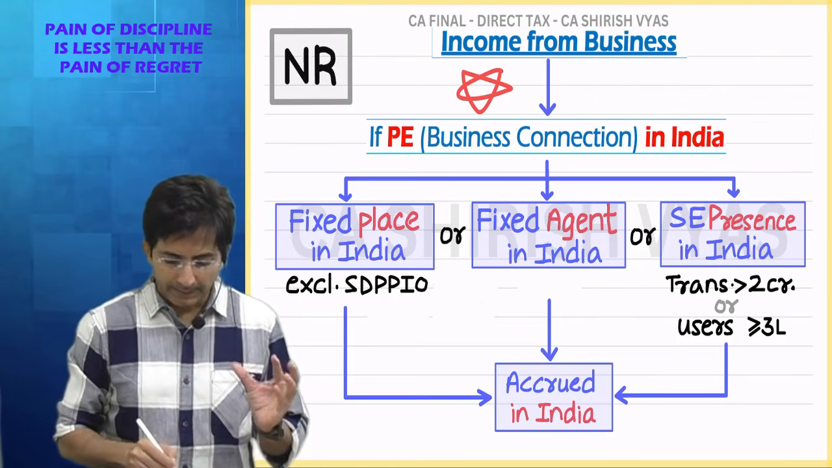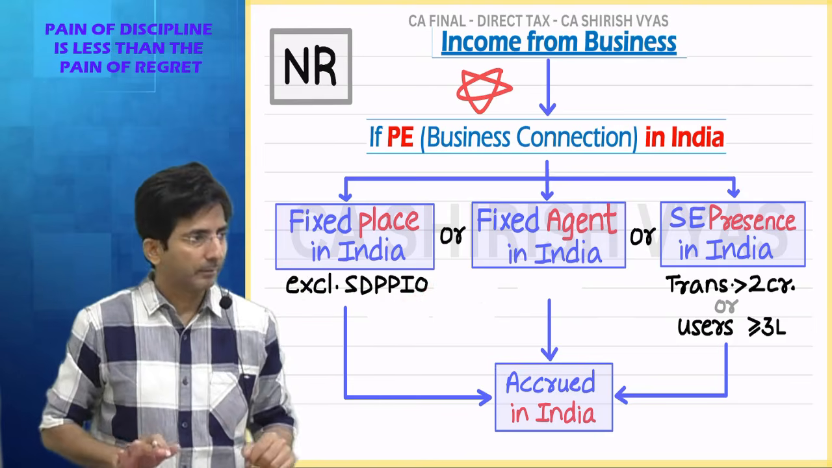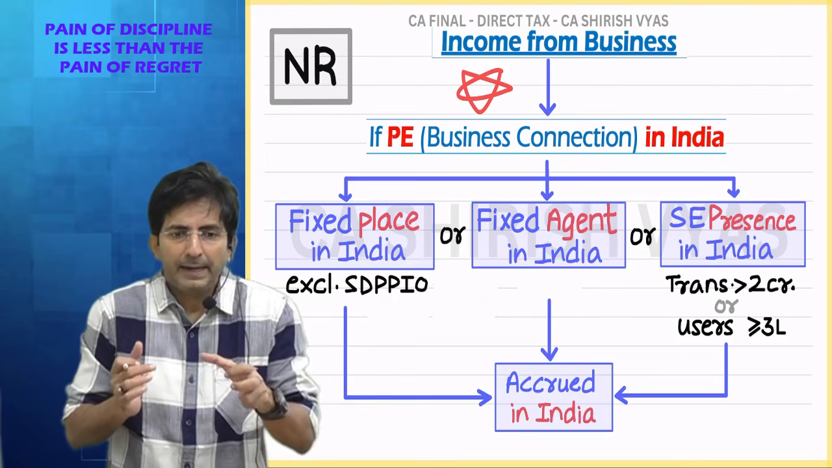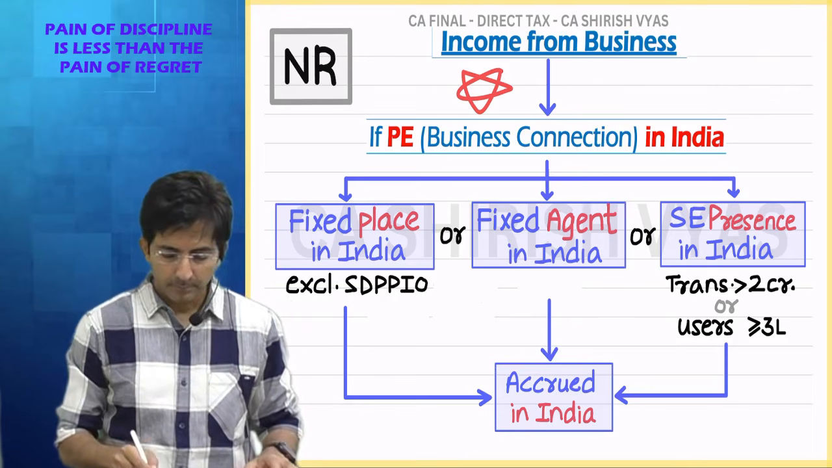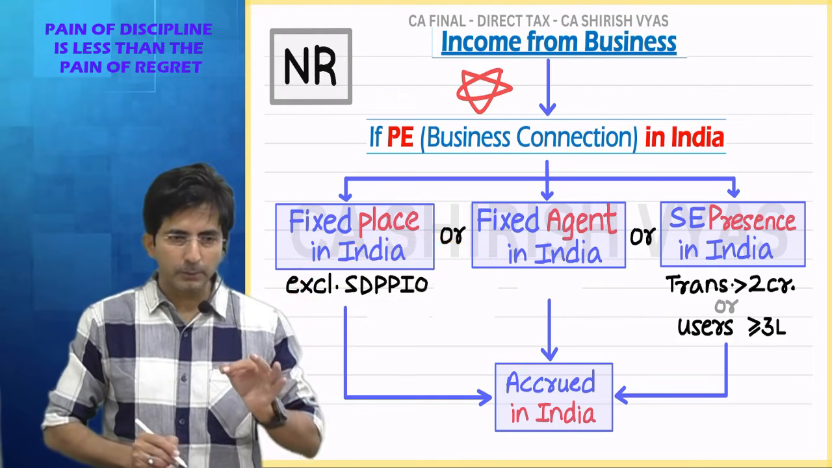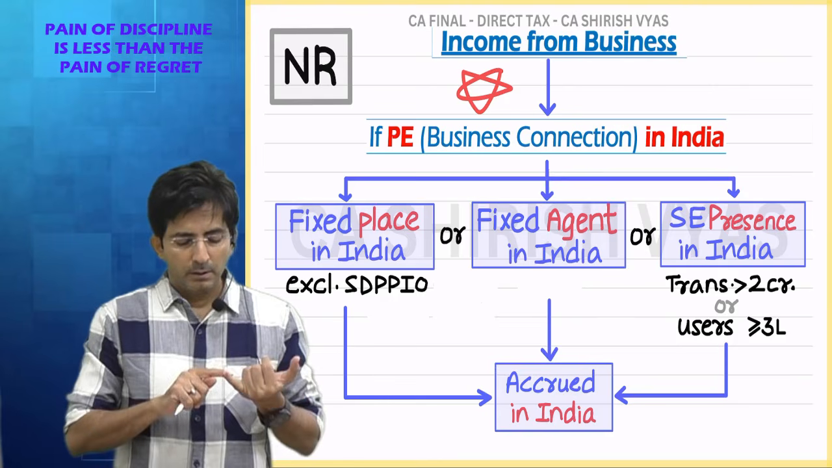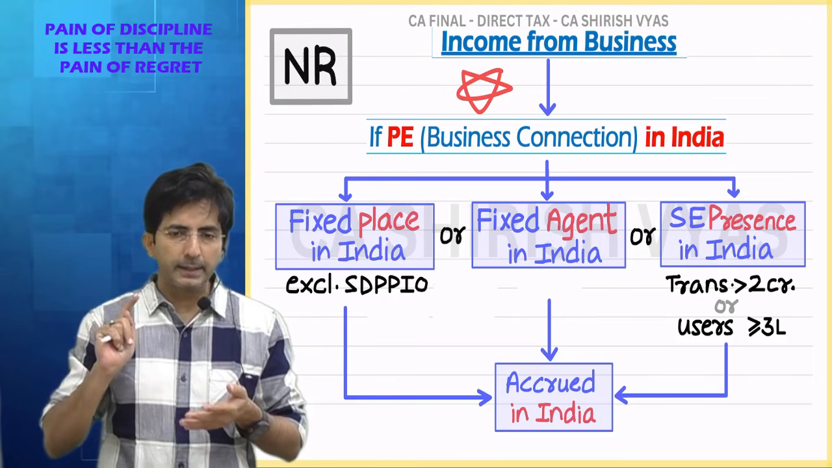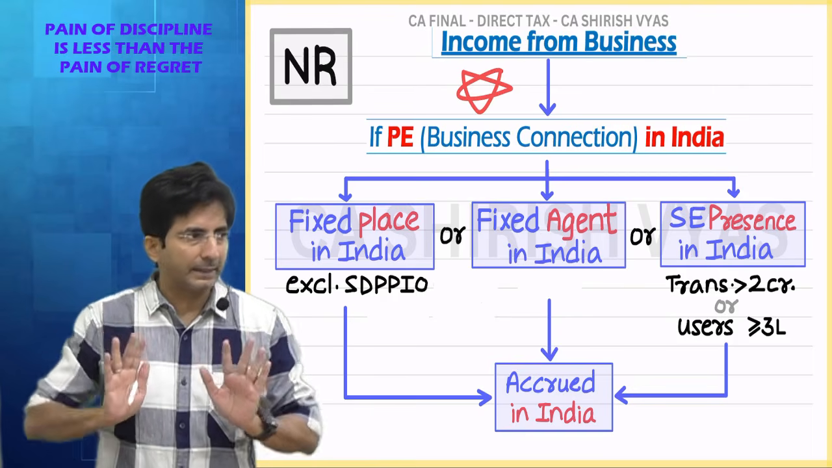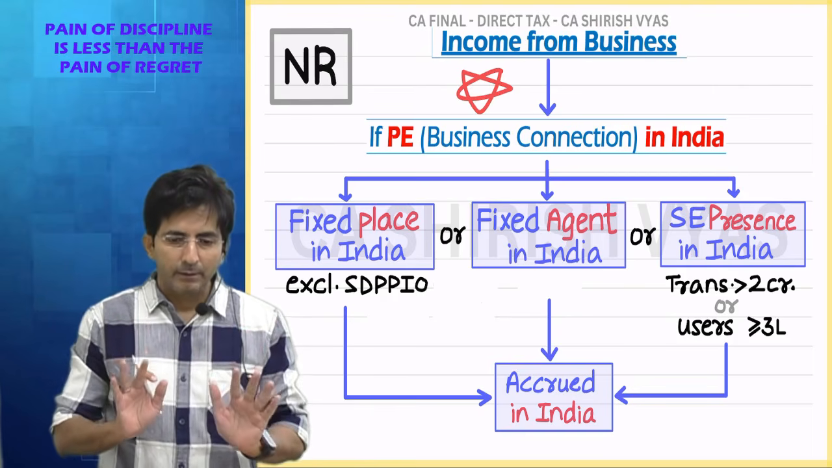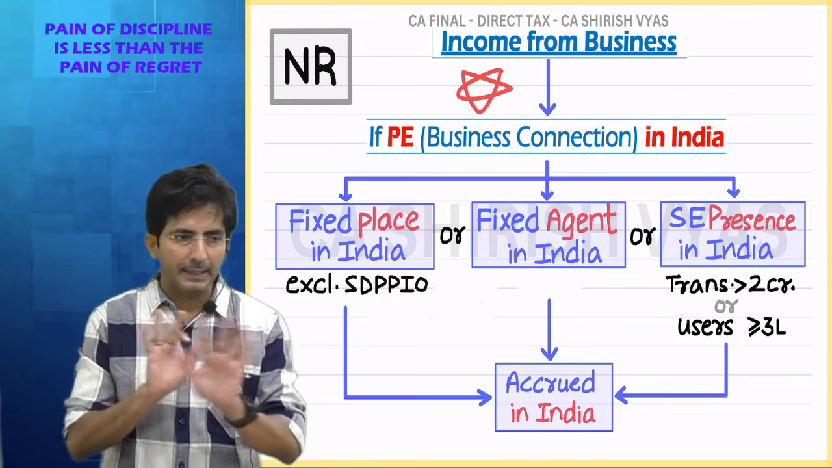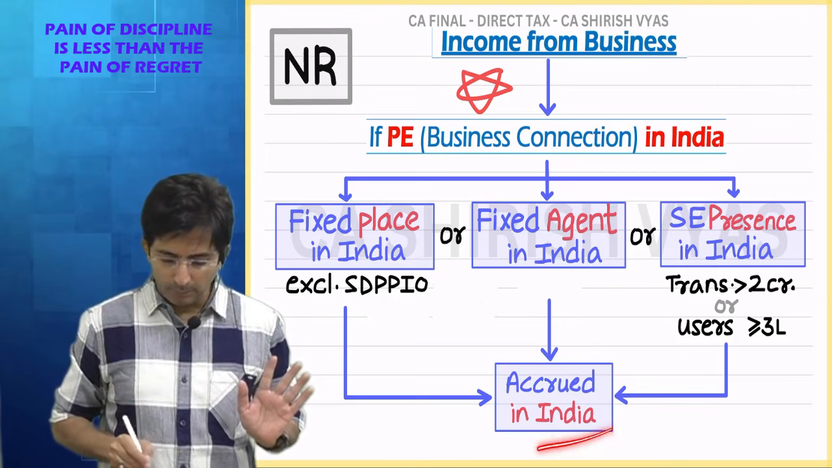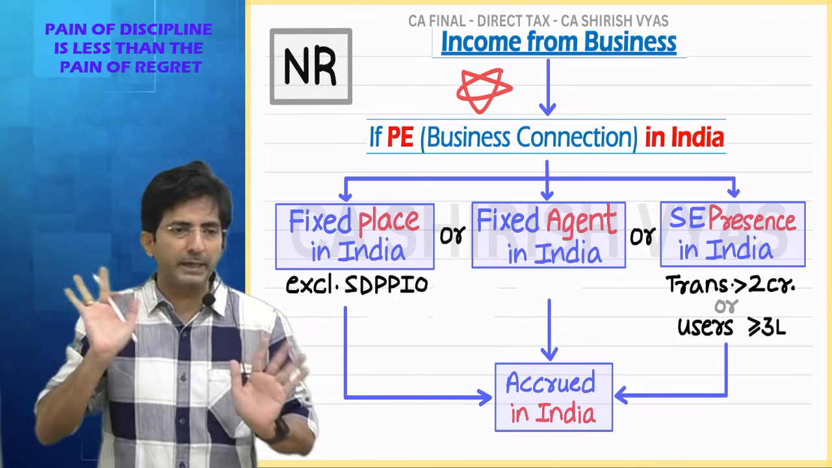See, the last O was what? Any other place of preparatory activity. What do you mean by preparatory? You are just doing preparation. You are not doing the end final sale in India. So, learn SHIRISH by heart. Tell me the full form fast. Storage, display, purchasing, processing, collecting information in India or any other place of preparatory activity. Such places in India where you are simply doing preparation, you are not doing sale and such things, then it is not a PE in India. That means income will not be said to accrue in India and you don't have to pay tax. Okay.